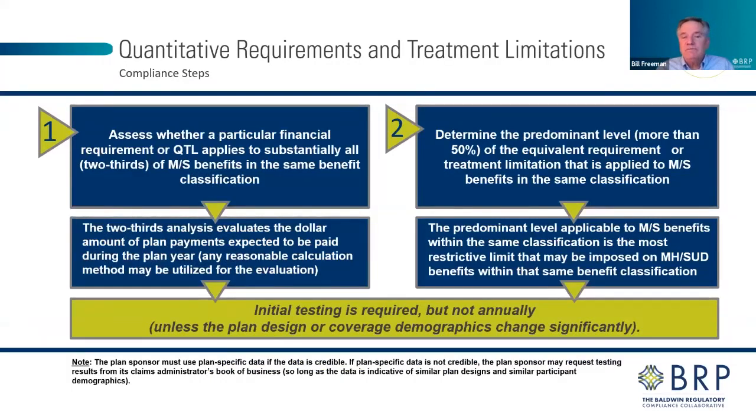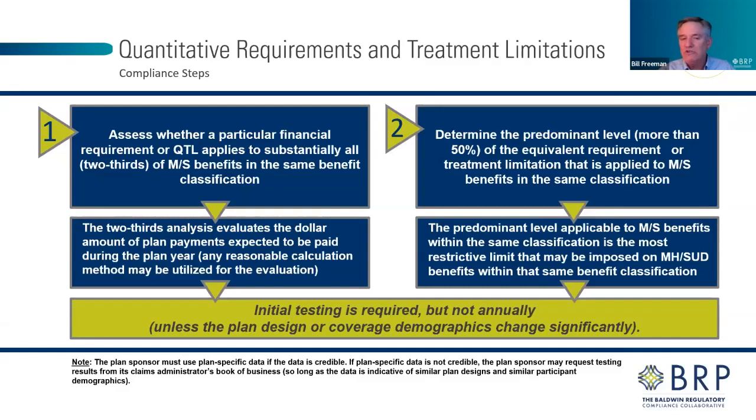So here we describe the differences in how you review your financial and your treatment limitations. Under number one there, you're going to assess whether a particular financial requirement, deductible, co-payment, co-insurance, out-of-pocket maximum, or the like, applies to substantially all, two-thirds, of the medical surgical benefits in the same benefit classification. Again, we're in one of those six categories. If it's yes, you go down. The two-thirds analysis evaluates the dollar amount of plan payments expected to be paid during the plan year, using any reasonable calculation. You can come up with how you want to do this math. And you get down to doing the testing. And the testing is required.